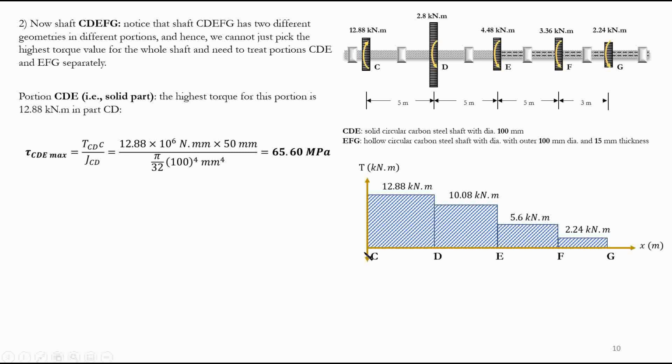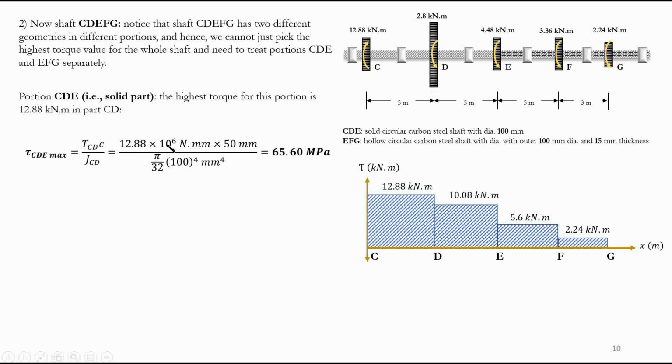But I would say, okay, for CDE, which one is higher, right? Do I need to calculate DE as well, or is CD enough? Of course, CD is enough, because for CDE the geometry and everything else is the same. So I might as well just use the highest torque value. Obviously, if we use 10.08 here, we're going to end up with a smaller value, right? So 12.88 is the governing factor here.